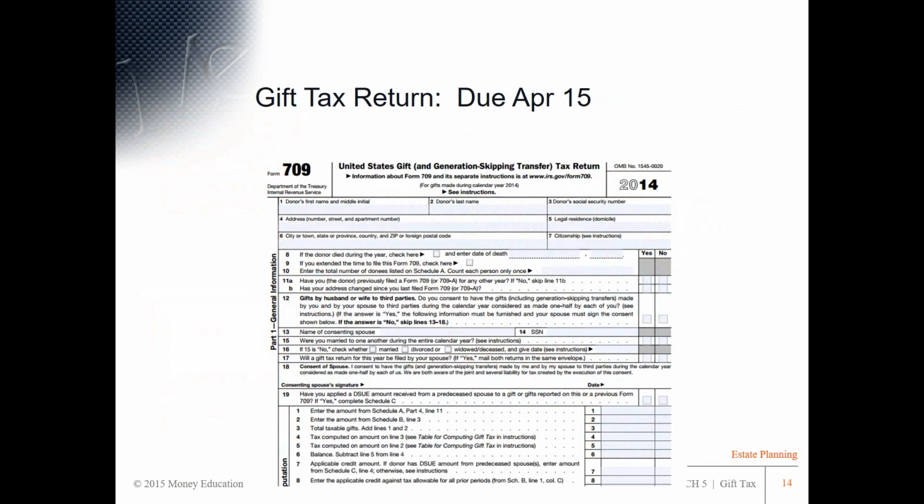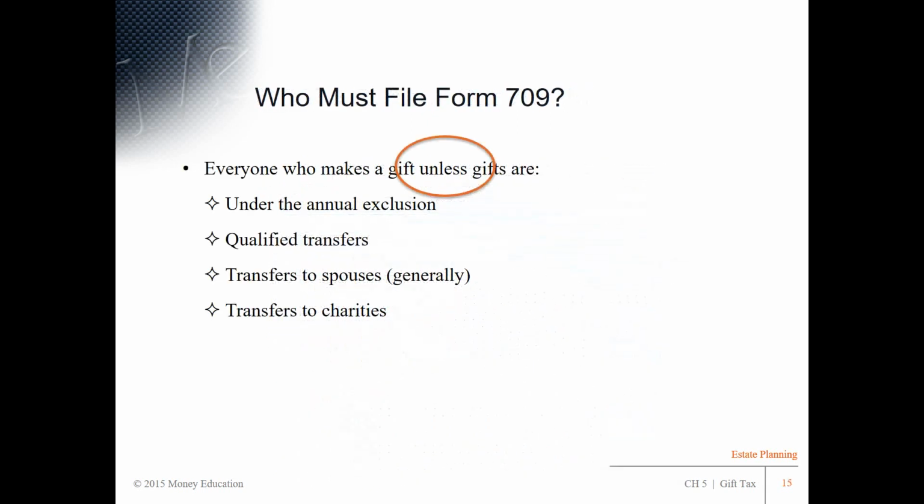Now here's the gift tax return. You don't really need to know much about this for purposes of this course. I just want you to be very aware it's not 1040, it's Form 709. It is still due April 15th, however. Same due date as the Form 1040. So who has to file it? Anyone who makes a gift, unless the gifts are under the annual exclusion, which we're getting ready to talk about, unless the gifts are qualified transfers, which we will talk about later, unless the gifts are transferred to spouses generally, because transferring something to your spouse, it's not really considered a gift, or transferred to charities.